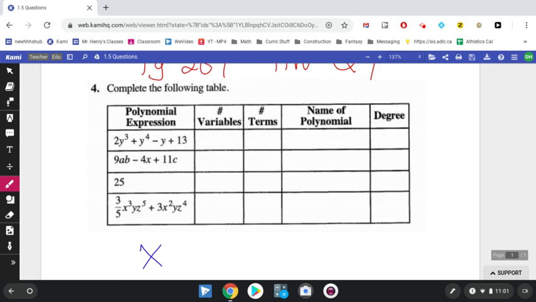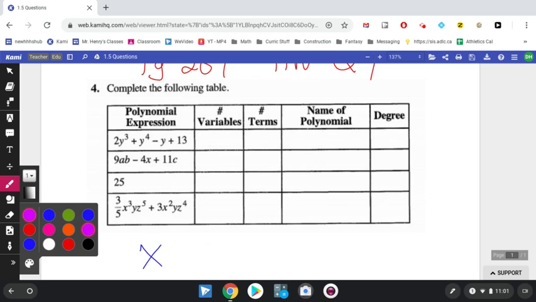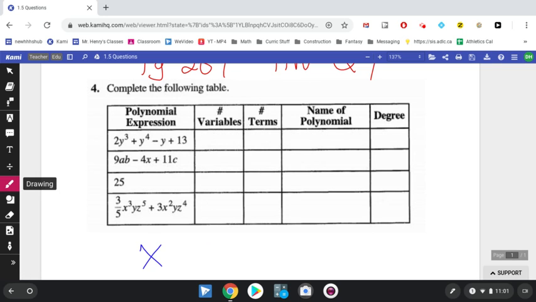It asks for the number of variables. Well, in the first example, 2y cubed plus y to the 4 minus y plus 13, the number of variables is actually asking how many different letters you see. And the only letter I see is y. So I only have one variable. It could be y cubed, but that's still that same y. Okay, y to the 4. Still just y, and then I'm doing something with it and subtract y. So there's only the one variable because I only see one letter.